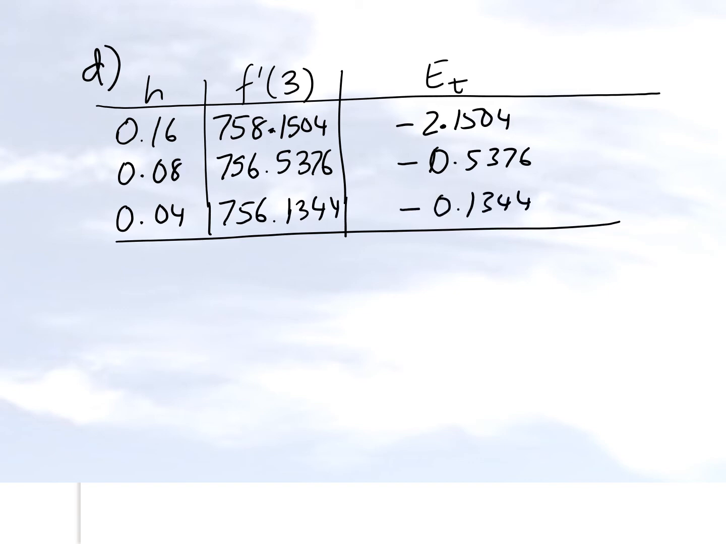So as you would imagine, as you decrease the step size, the approximation is becoming closer and closer to the exact value of 756 in this case. And the true error is also decreasing, as you see when you go from step size of 0.16 to 0.04. However, here, if you see that as you halve the step size, this true error is getting almost approximately quartered.